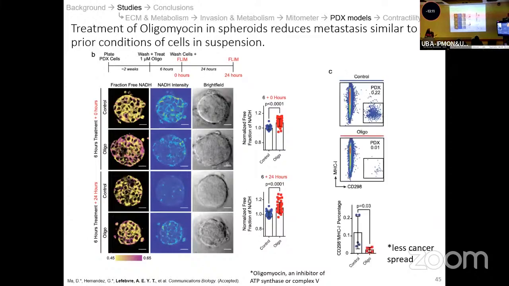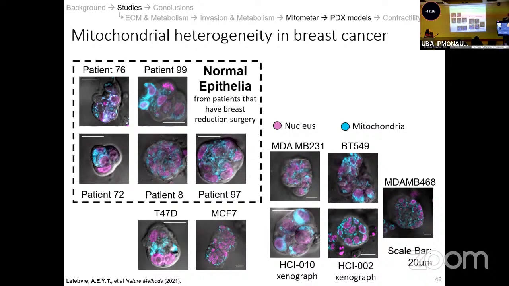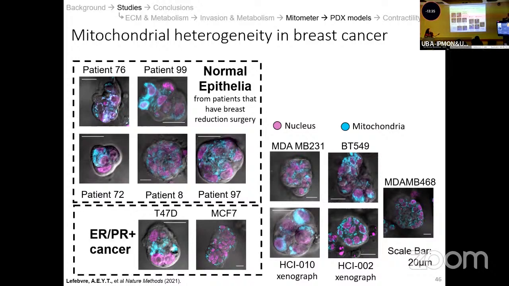So I think I'm going to speed this up because I feel like I am out of time. So also my student said, well, looking at cells in 2D is not enough. Let's go to 3 dimensions. Can we track mitochondria in 3D? And he did, using patient-derived mitochondria. So these are normal epithelial cells. These are patients that have breast reduction surgery. They're not tumors.